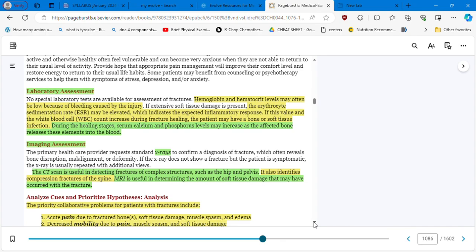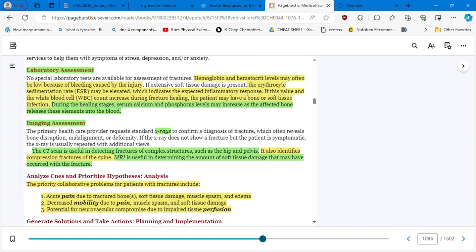During the healing stages, serum calcium and phosphorus levels may increase as the affected bone releases these elements into the blood. While the healing stage is in process, the body is going to try to make balance, and in this process there's going to be imbalance, balance, imbalance. This is normal in the healing process. You're going to see changes of calcium and phosphorus in your blood work.